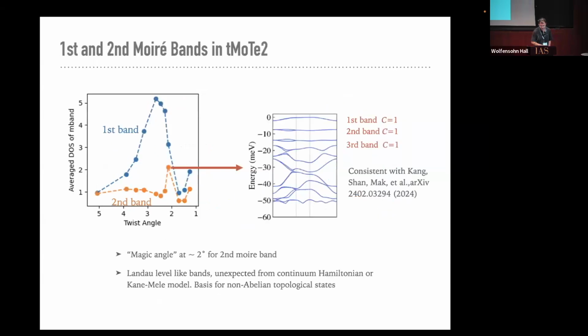interaction-driven phenomena. And what's interesting is the second band. For the second band, you can see that it's a very narrow window, roughly around 2 degrees. You see a very large average DOS, right? And when we look at this band structure, again, you see what I emphasized earlier. The first, the second, the third band all have Chern number equal to 1. So in the paper that Xiao mentioned earlier from the Cornell group, for the two-terminal conductance at filling factor 2, 4, 6, they indeed see a quantization, which is consistent with our calculation here.